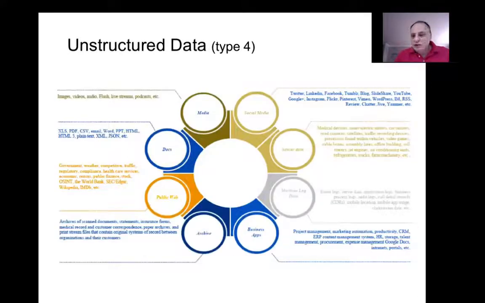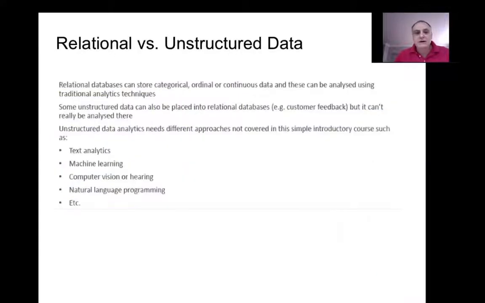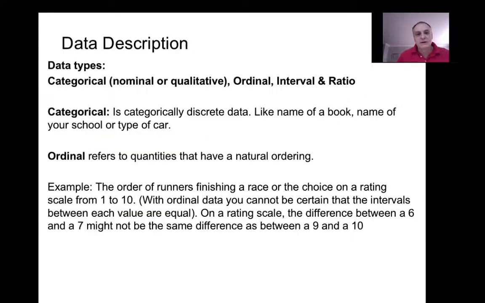This over here is unstructured data, so you can read up on that. Relational databases store categorical, ordinal, and continuous data. Unstructured data, we use different ways of trying to understand it, such as text analytics, machine learning, etc. We're not going to be doing this as part of this course, but just so that you know that that's how it would be analyzed. So words and writing can be analyzed using machine learning, etc.